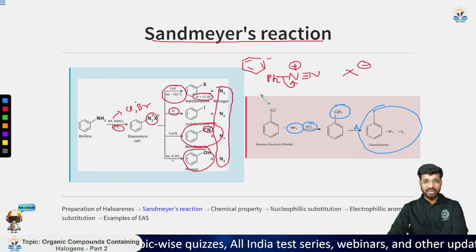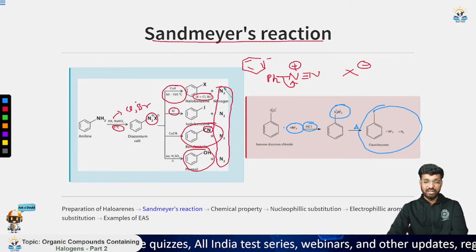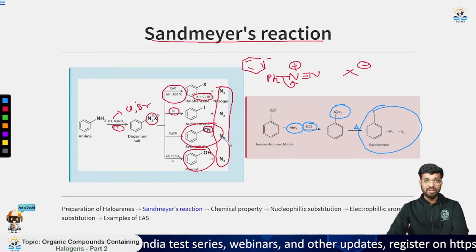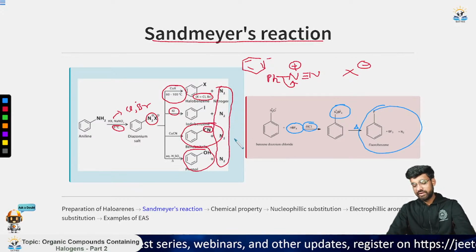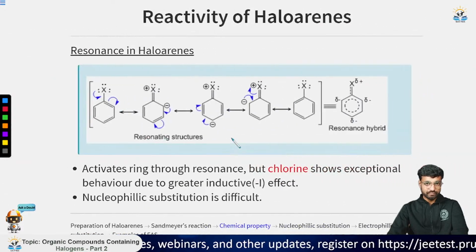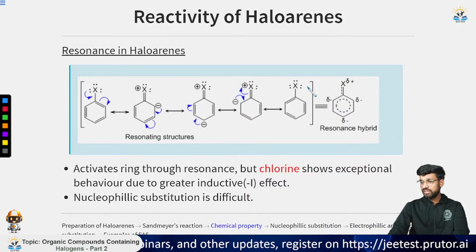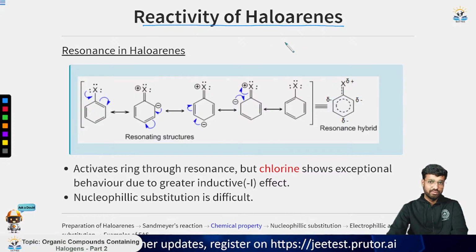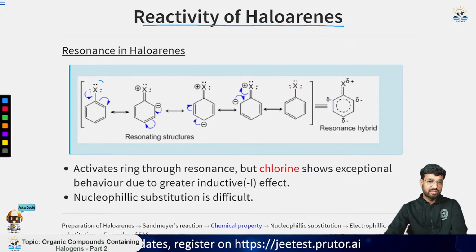So what makes this Sandmeyer reaction very feasible? The release of the N2 group, or the nitrogen gas, which is a very good leaving group. Now if we move to the reactivity part of haloarenes, you can consider this as the plus M effect that is occurring here.